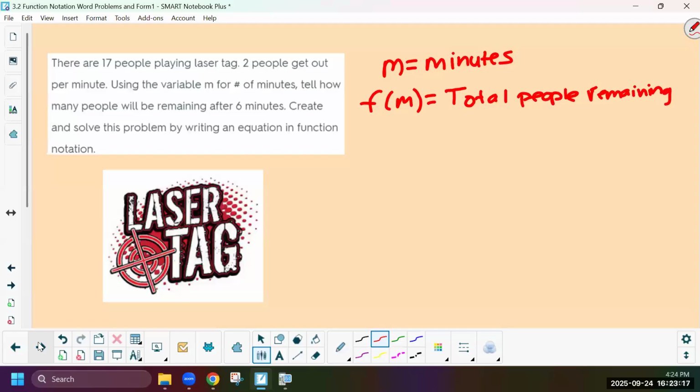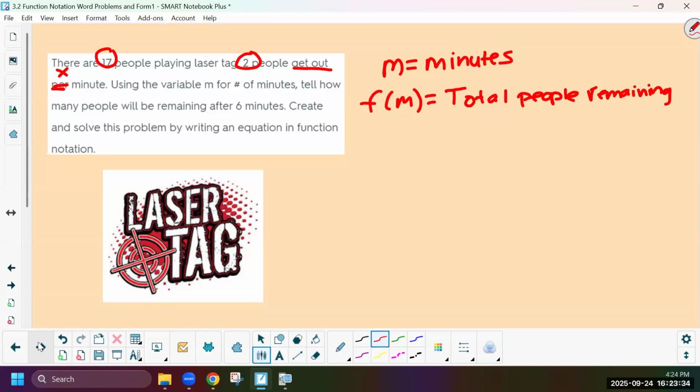Okay, so this one is a little bit different. We have 17 people playing total. There are 2 people getting out per minute. So per means to multiply. So that tells me that 2 is my rate.